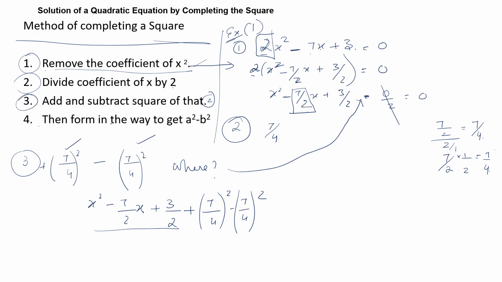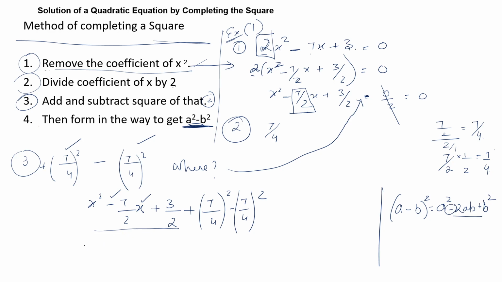Fourth step is then formed in the way of, you have to make it in the a square minus b square formula. So for that, what you have to do, check the sign of the coefficient of x, minus. So that means, see here, if I am taking a minus b whole square, I will get a square minus 2ab plus b square. Okay, so that means the coefficient of x will be minus, right? The middle term will be minus.